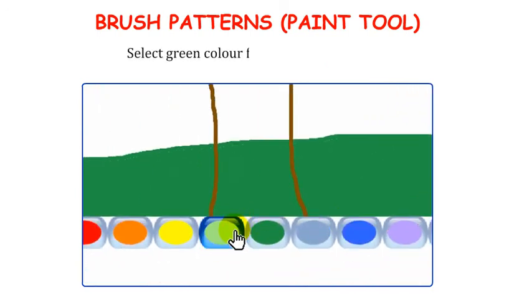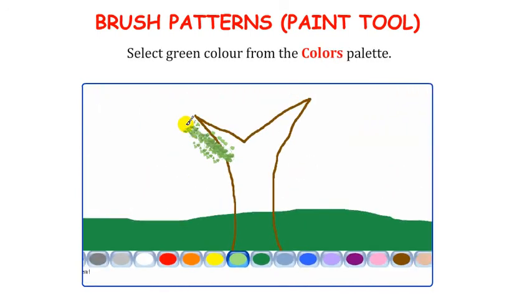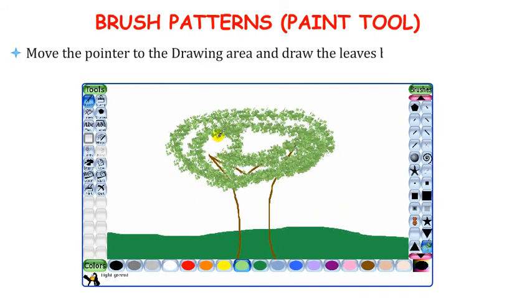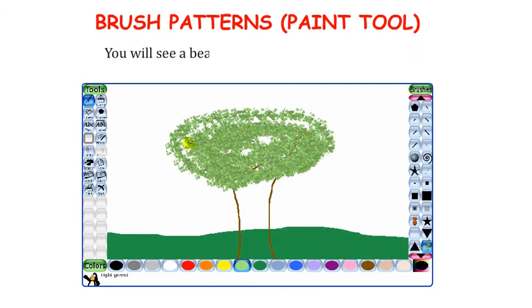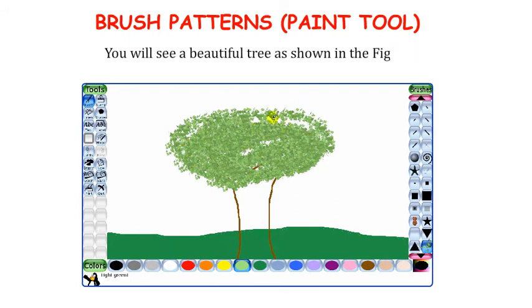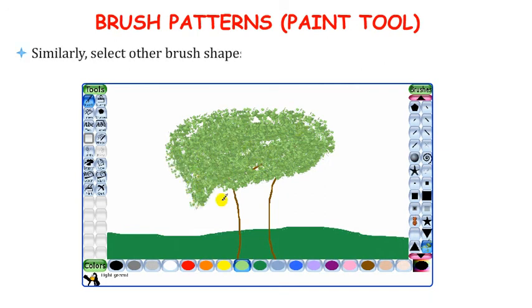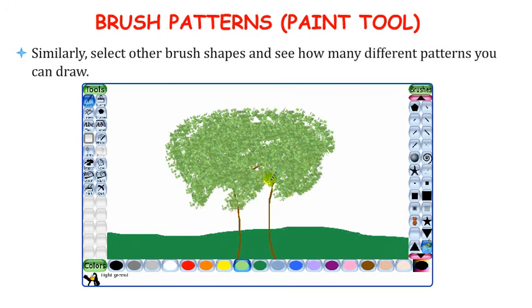Select green color from the colors palette. Move the pointer to the drawing area and draw the leaves by clicking on the stem. You will see a beautiful tree as shown in the figure. Similarly, select other brush shapes and see how many different patterns you can draw.